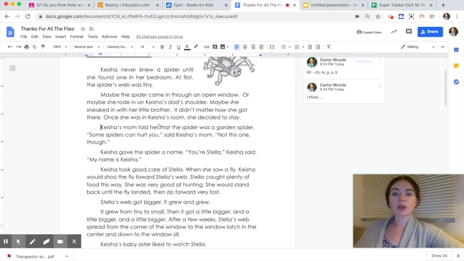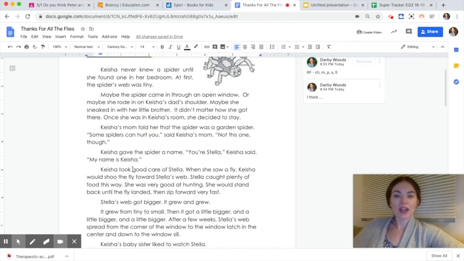Keisha's mom told her that the spider was a garden spider. Some spiders can hurt you, said Keisha's mom. Not this one, though. Keisha gave the spider a name. You're Stella, Keisha said. My name is Keisha.